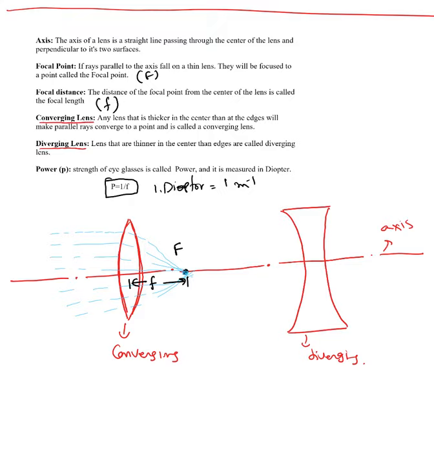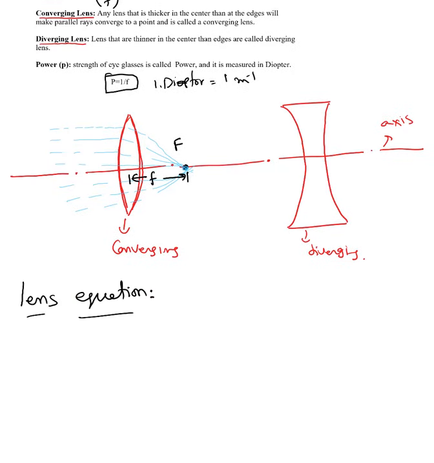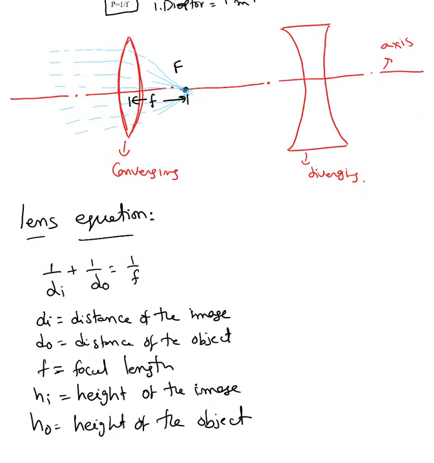Now, lens equation. So the lens equation here is similar to the mirror equation. Which is 1 over di plus 1 over d naught equals 1 over f, where di is distance of the image. By the way, if you're following your textbook, they're using s and s prime, so don't get confused. So it's similar to that. So here di is distance of the image, d naught is distance of the object, f is focal length, hi is height of the image, h naught is height of the object.